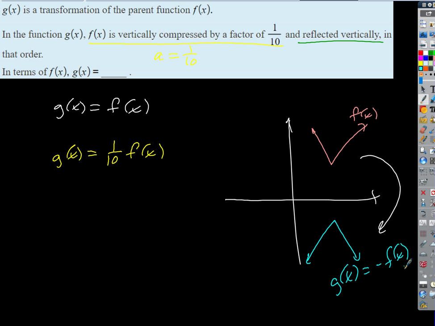Now what if I want to reflect horizontally? If I want to reflect horizontally, right, I'm reflecting over the y-axis, and I get something like that, right? We'll call it h of x. H of x equals f, where do I multiply this time? Before the x.